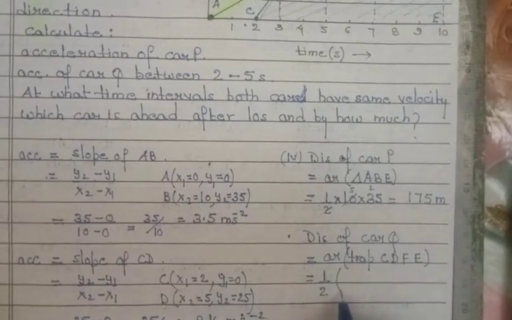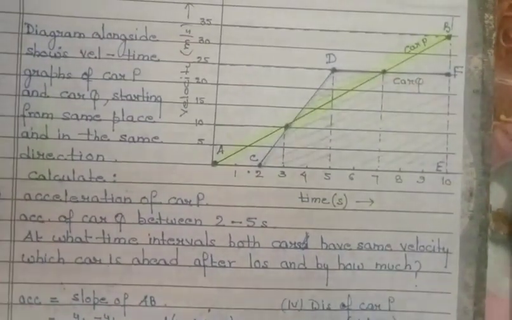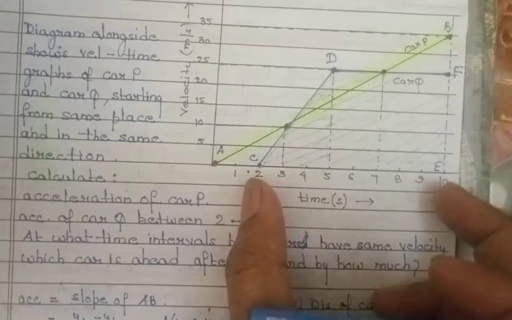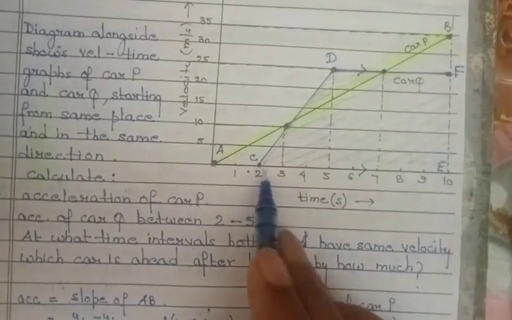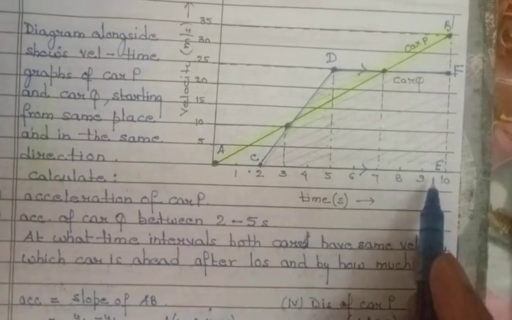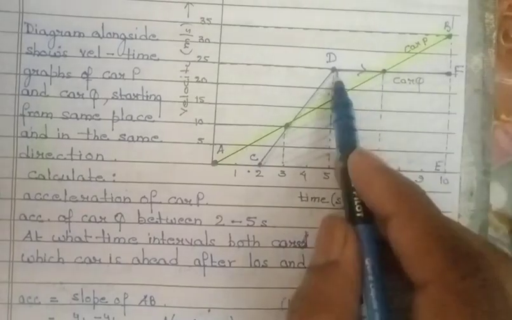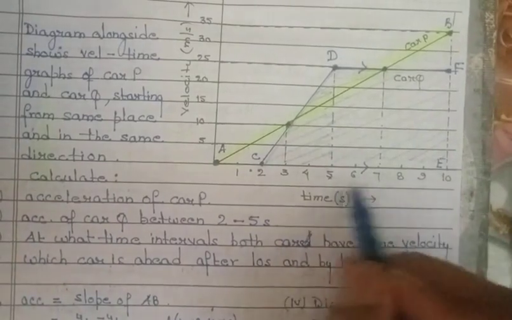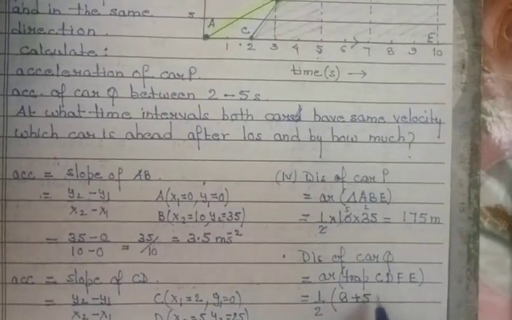Now formula for trapezium: half into sum of parallel sides. First of all, let's see the parallel sides. These two are the parallel sides, CE and DF. So first of all, you need to get the length of CE. Length of CE from 2 to 10 will be 8. Then we need to get the length of DF. Length of DF is from 5 to 10, so again it will be 5. So one length is 8, the other one is 5.